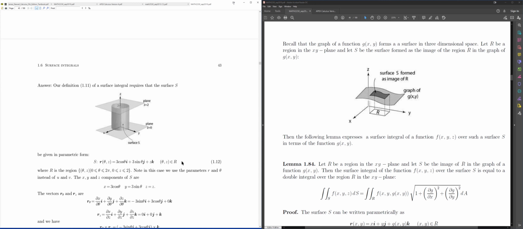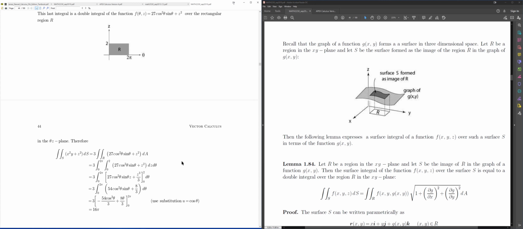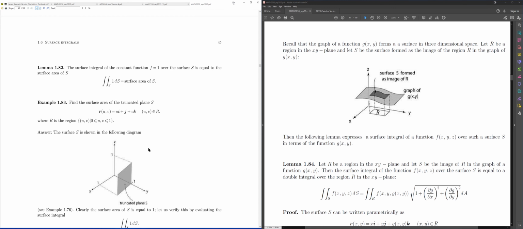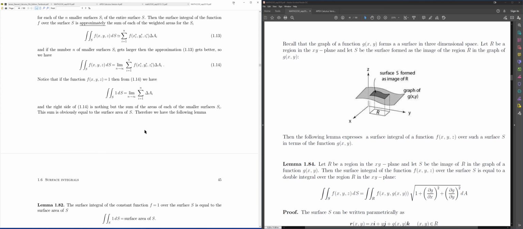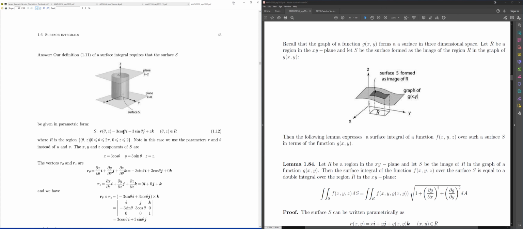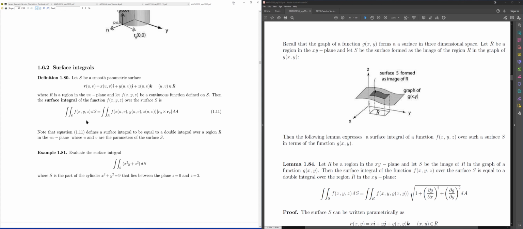And then we also looked at this example over here where I was evaluating a surface integral over this parametric surface, which is a truncated plane. So this truncated plane is a parametric surface. This cylinder here centered around your z-axis was a parametric surface, and we worked out a surface integral over those parametric surfaces.